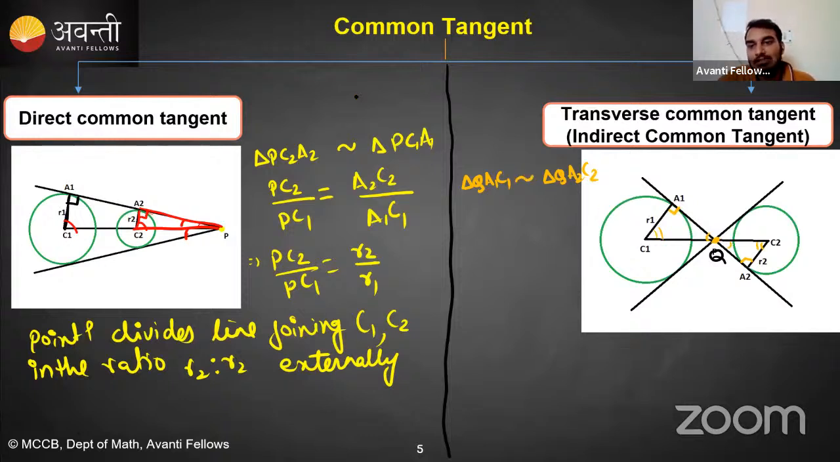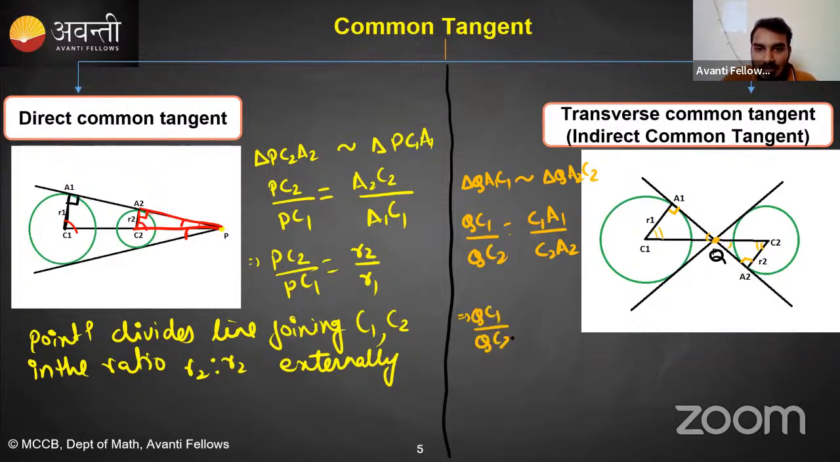If these two triangles are similar, then in the same way the ratio of the corresponding sides should be equal. So QC1 upon QC2 is nothing but C1A1 upon C2A2. It implies QC1 upon QC2 equals what? What is A1C1? R1. What is A2C2? R2. Right? Clear?